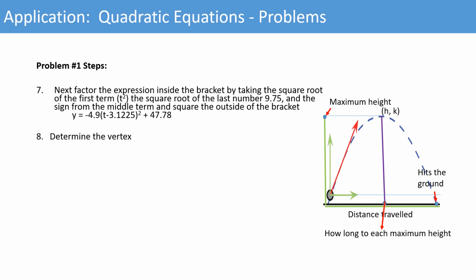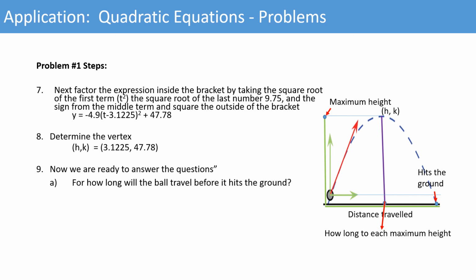Determine the vertex from this equation. So the value of (h, k), the vertex, is equal to 3.1225 for the x value, which is found from taking the number inside the bracket. Remember to use the opposite sign that's written there. And 47.78, which is in the k value position, the y value. Now that we've determined the vertex, we're ready to answer the questions.